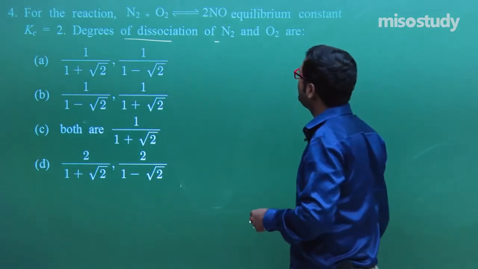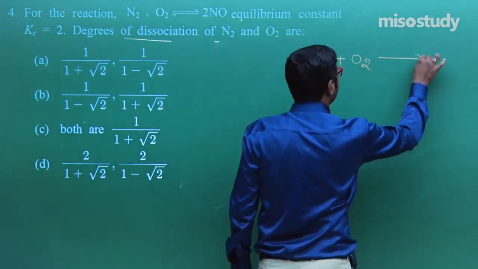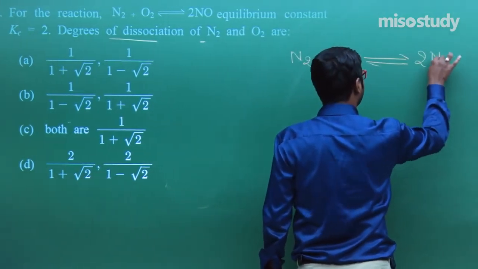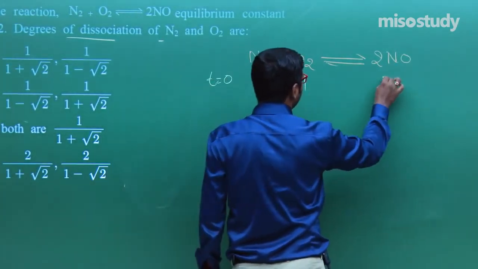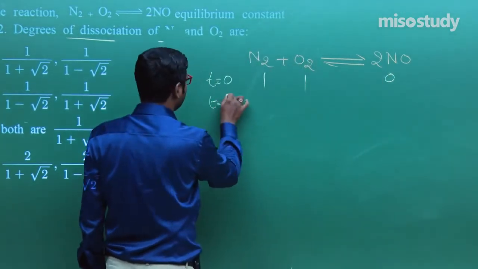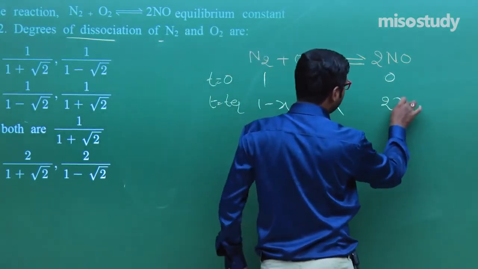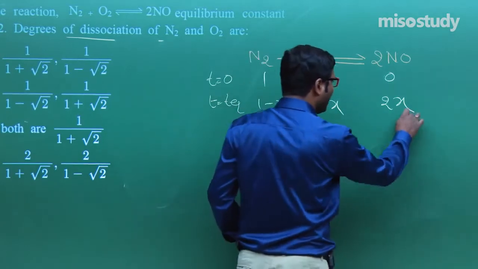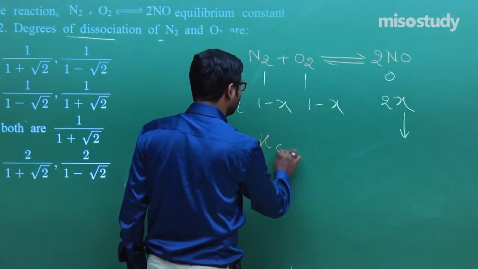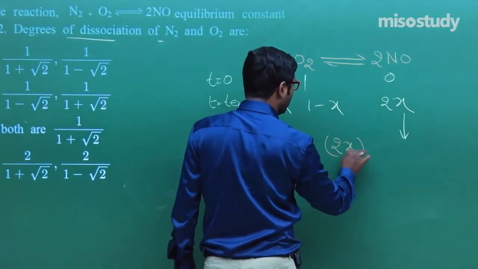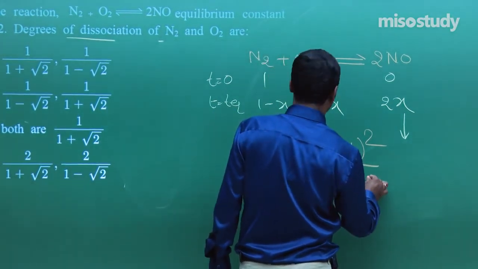For the reaction N2 plus O2, it gives you 2NO. Clear to you? If at T is equal to 0 I take 1, 1, then here comes 0, and at T equilibrium it can be written like this: 1 minus X, 1 minus X, and 2X. Our main concern is to find the value of X. If you find the value of X, what is the expression in this case? Kc is equal to (2x) to the power 2 upon (1 minus X) into (1 minus X).